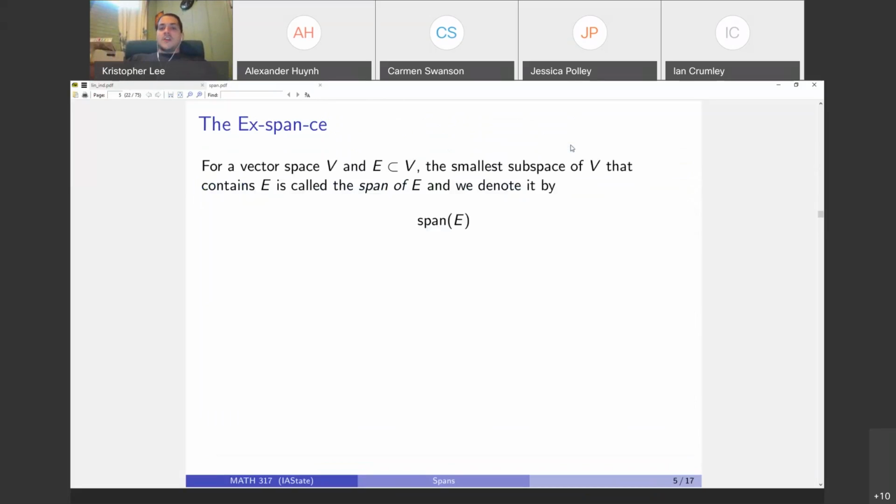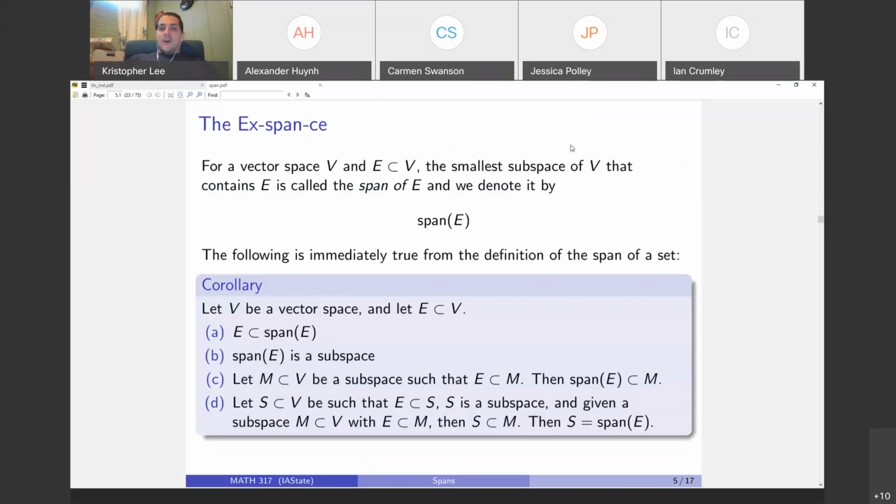By construction, we immediately get a whole bunch of stuff is true. Right. Because the span is the smallest subspace containing E, all of the following things that I just wrote here are instantly true, and we don't need to prove them. By its definition, all of this stuff right here is true. And statements like that in mathematics, we usually refer to as corollaries, which I highlighted right there.